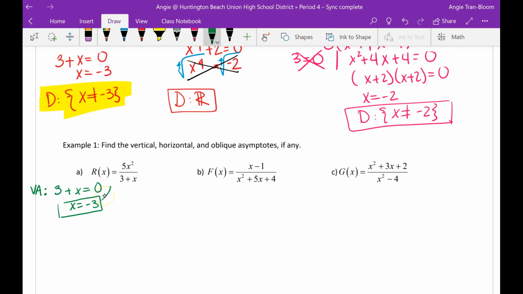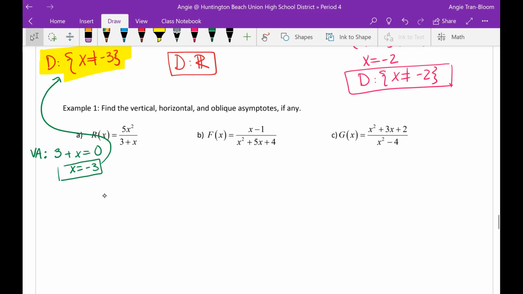But look, see how when you write it as the domain, we exclude it. What we exclude in the domain is now called a vertical asymptote. They are totally related, okay? Now, you have to pick whether this is an HA, which stands for horizontal asymptote, or an OA, which stands for oblique asymptote. You cannot have both. You have to pick. And how do we pick?